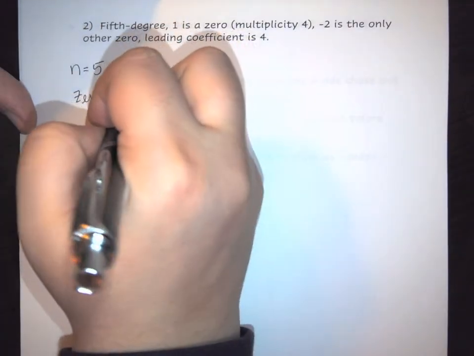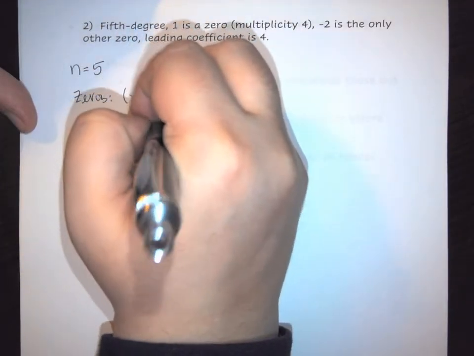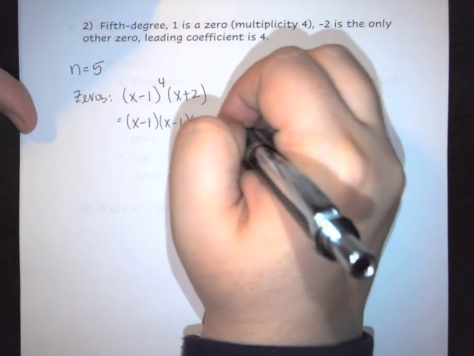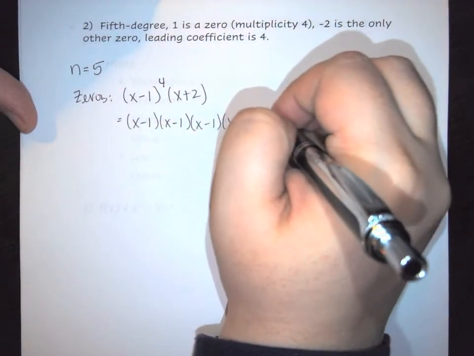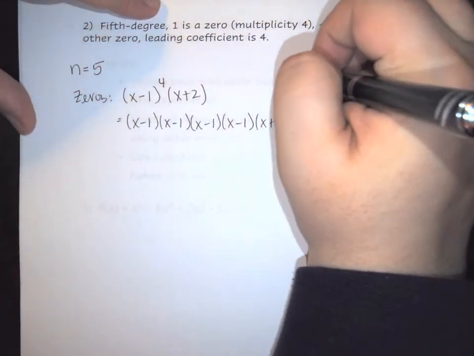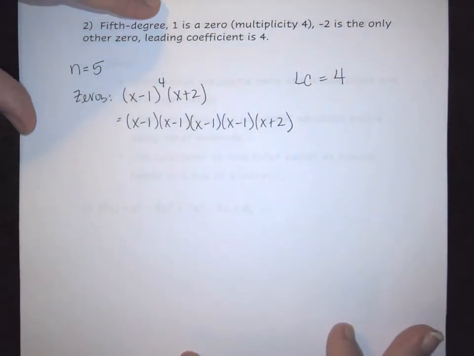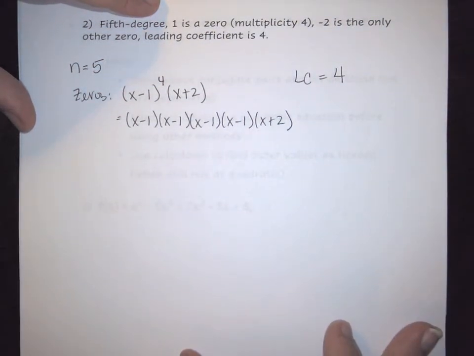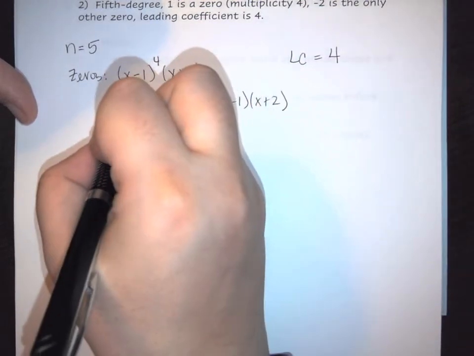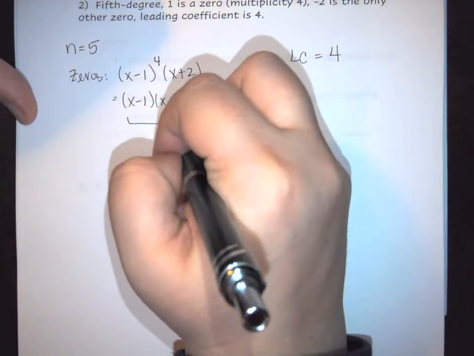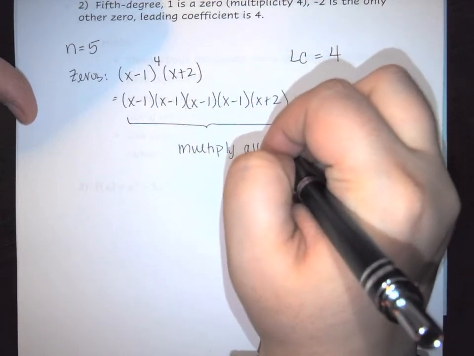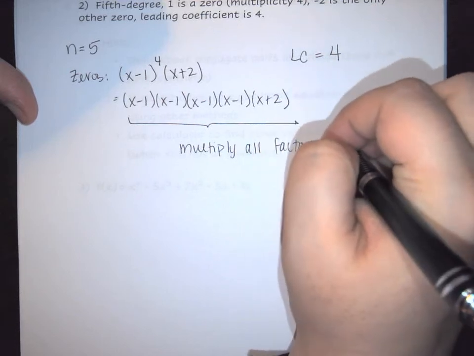Now the other way that we could do this is x minus 1 times x minus 1, x minus 1, x minus 1, x plus 2. We are also told your leading coefficient is equal to 4. So just like before, you would multiply all of this together. So we are going to take this polynomial and you are going to multiply all factors together.